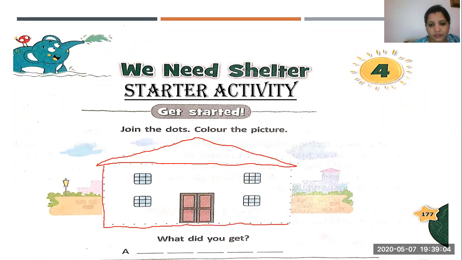So children, can you see how I am joining the dots? Children, you will be using a scale to join the dots so that it will become a straight line. So what is this image, children? Yes, you are correct. It is the image of a house. So I want all of you to write house here, and you will be coloring it and then uploading it in the Google Classroom. Yes, children, I hope all of you understood this much.